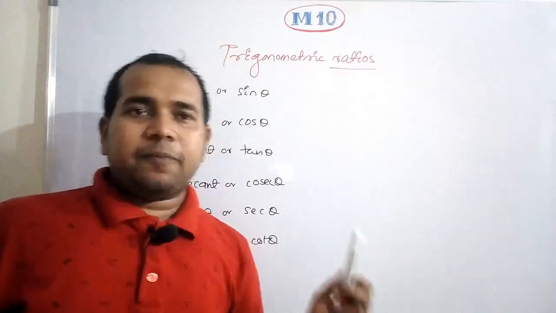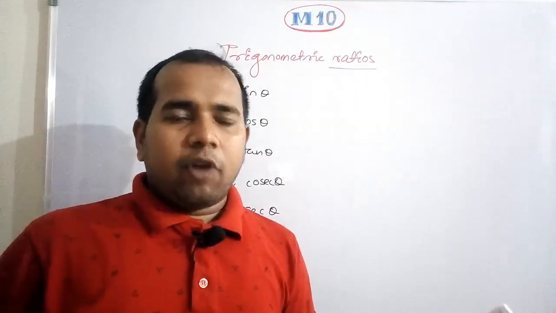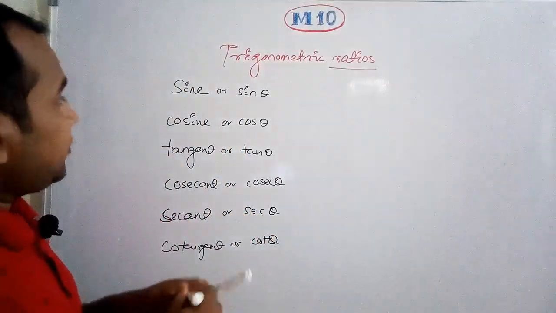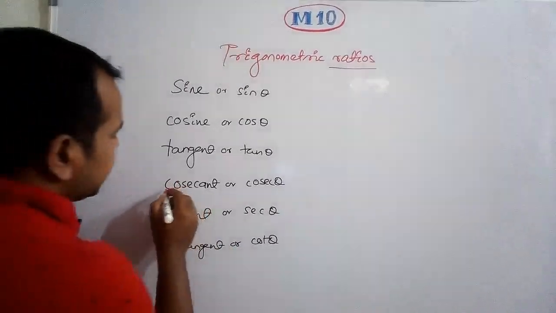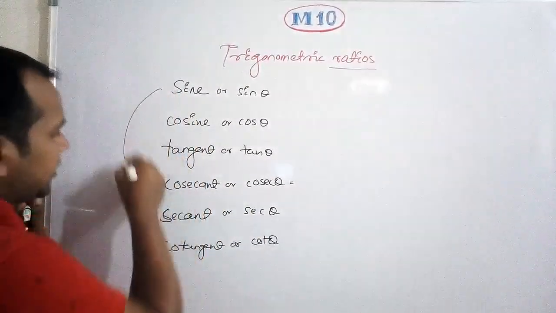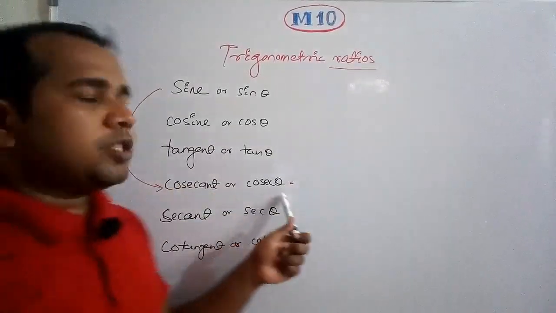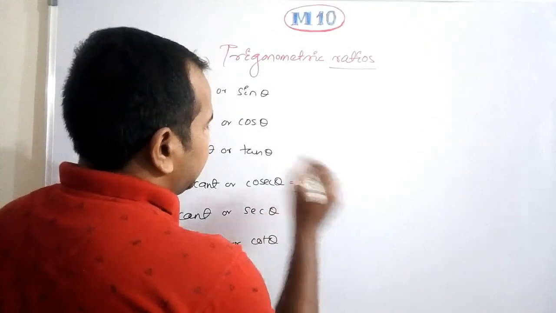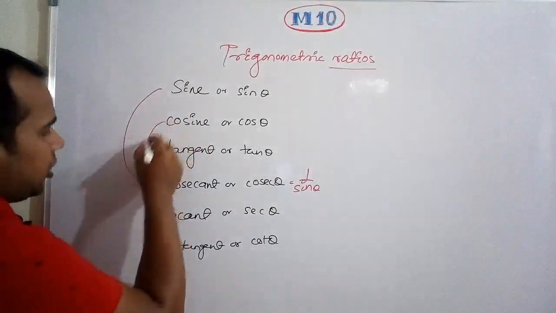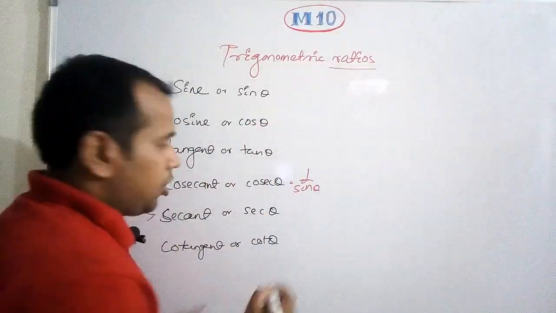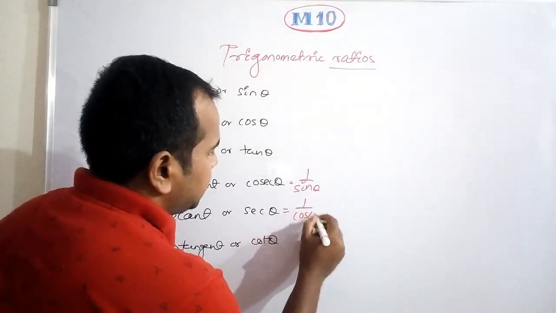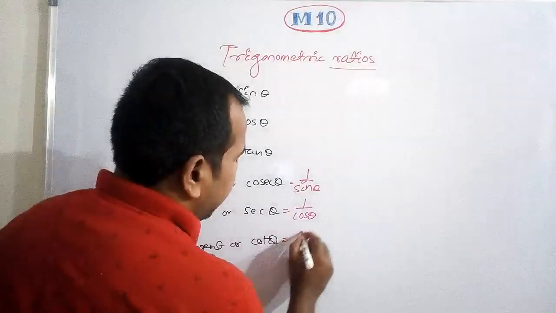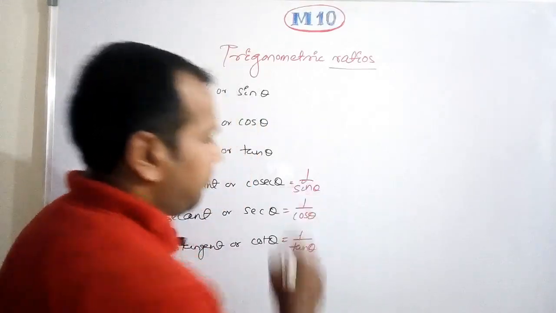Now listen here. This theta represents the angle. I have already told you we are going to take acute angles only. Now look at this. Cosec theta is the reciprocal of sin theta, so I can write it as 1 by sin theta. This sec theta is the reciprocal of cos theta, so I can write it as 1 by cos theta. Next, this cot theta is the reciprocal of tan theta, so I can write it as 1 by tan theta.